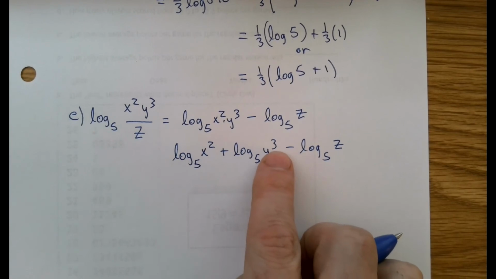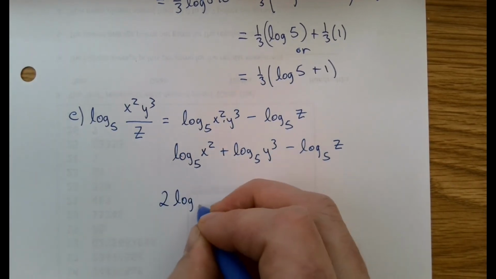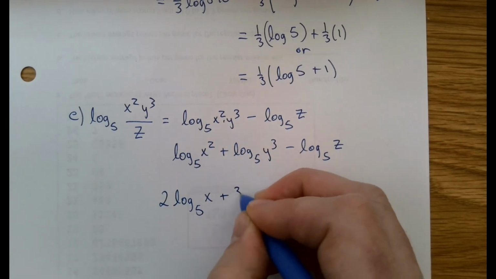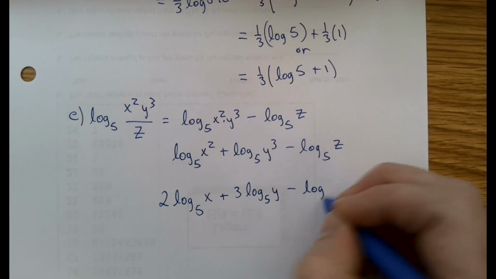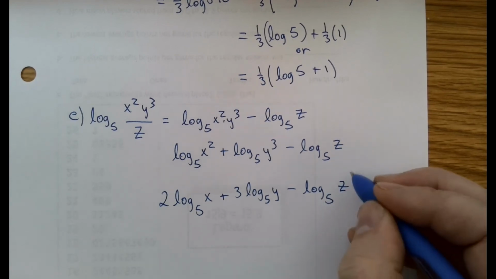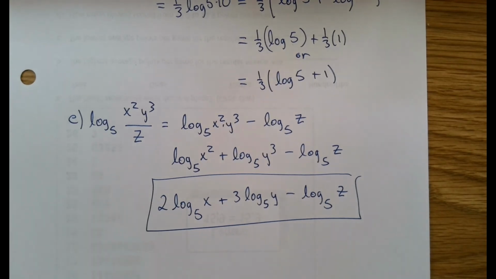Well, now we can bring these exponents out front. We can multiply by them. So final answer, 2 times log 5 of x plus 3 times log 5 of y minus log 5 of z. A little bit complicated, right? But we're just applying those three little properties. Good news is logarithms really are governed just by those three properties, where the exponential things were governed by like 8 different properties, if you recall.